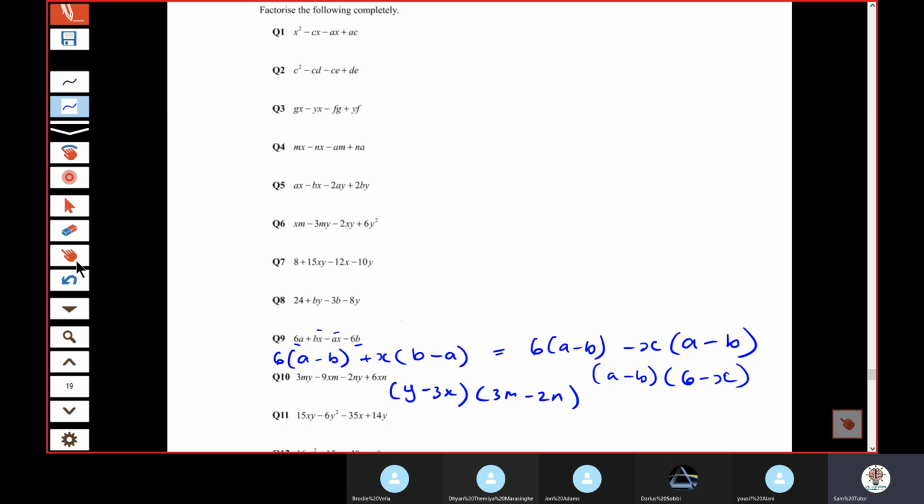Can you see that? You probably can't avoid that line, but do you understand what I've just done from this line to this line? Factorize a negative, so take out a negative. That means a now becomes a positive, and then b becomes a negative.